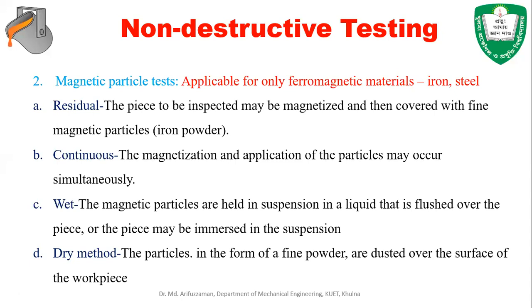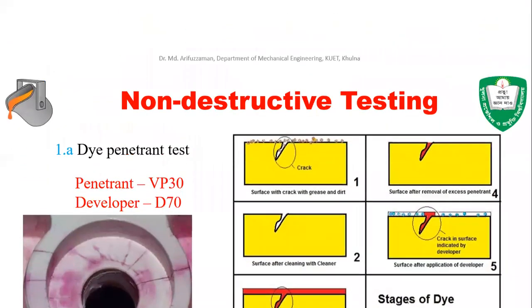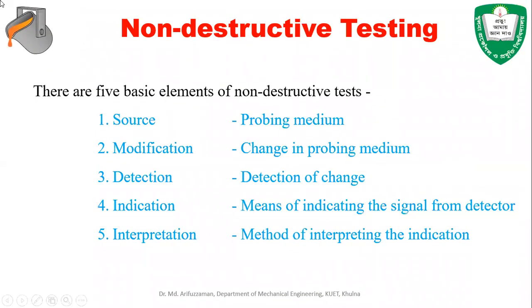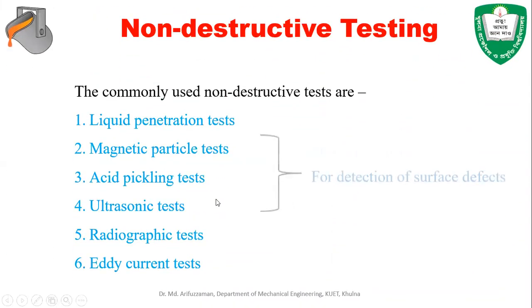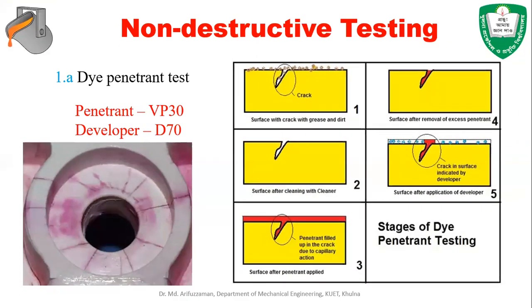Okay, the second one is the magnetic particle test. Okay, can anyone say, in the first one, the fluorescent penetrant test, we have actually studied here that we have five basic elements for non-destructive testing, and we have already studied two of them, like the liquid penetrant test, or two types, dye penetrant and fluorescent penetrant test. In this case, what is the probing medium here?